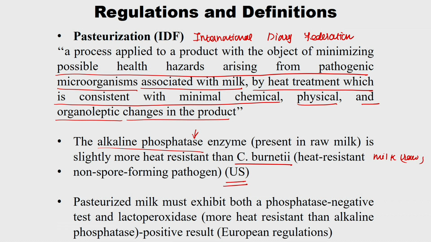But this regulation is given by the US, right. So, your pasteurization should be good enough to inactivate this alkaline phosphatase enzyme activity as well. But the European regulation says that not only should you reduce the phosphatase activity, we also need to take care of lactoperoxidase activity, because pasteurization should not inactivate the lactoperoxidase activity present in the milk. So, they give minimum and maximum ranges of pasteurization temperature. What they say is pasteurized milk must exhibit a phosphatase negative test, because the phosphatase is harmful, so we need to inactivate it along with the pathogenic organisms, and a lactoperoxidase positive test, because that is the enzyme present in the milk. So it should show a negative test for phosphatase activity and a positive result for lactoperoxidase activity. Accordingly, the temperature is chosen.